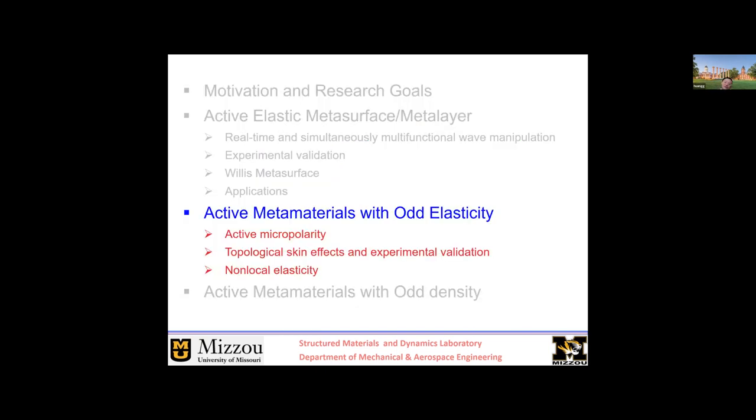Okay, so I think then I will move into the second topic, what we recently did, trying to use this kind of active material to realize some kind of material behaviors, okay? Before, it was like structural behaviors. You manipulate the wave. Then how about this kind of material behaviors?